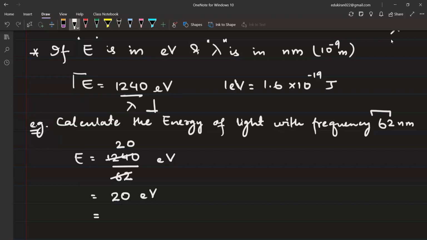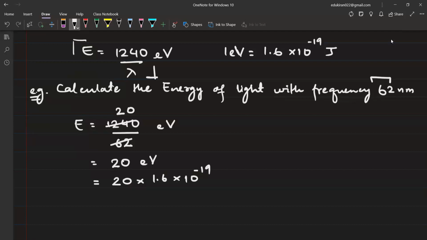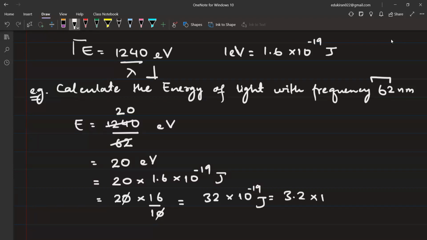In order to convert it to joules, I'm going to do 20 into 1.6 into 10 to the power minus 19. Now you're going to say, okay sir, 1.6 will be difficult to multiply. No, it is not difficult. Write it as a fraction, 16 by 10, and cancel. This becomes 32 into 10 to the power minus 19, which will be equal to 3.2 into 10 to the power minus 18 joules.